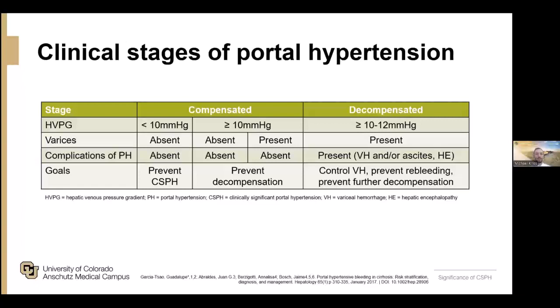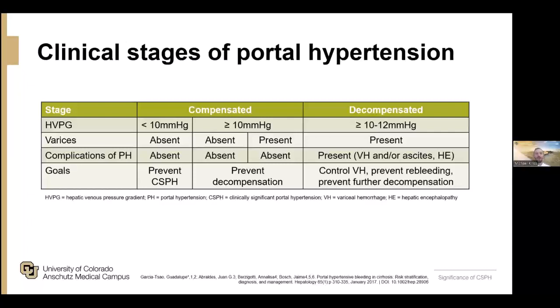And I think everyone is comfortable saying that a patient with a HVPG that's less than 10 millimeters mercury, does not have varices, and does not have complications of portal hypertension is a compensated cirrhotic. And really the goal in those patients is to prevent clinically significant portal hypertension.